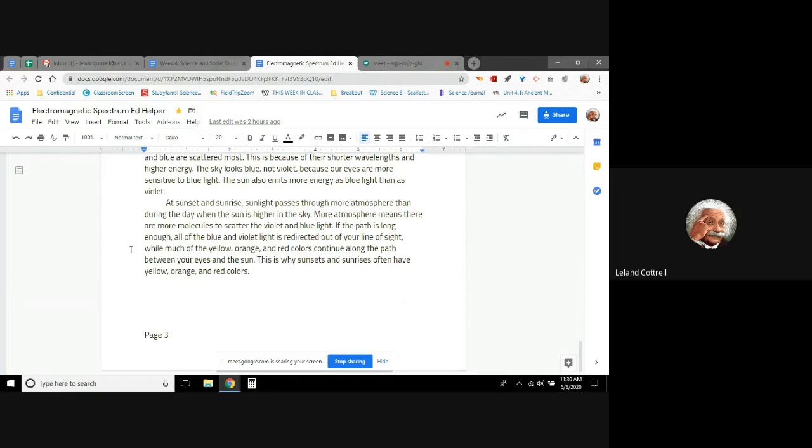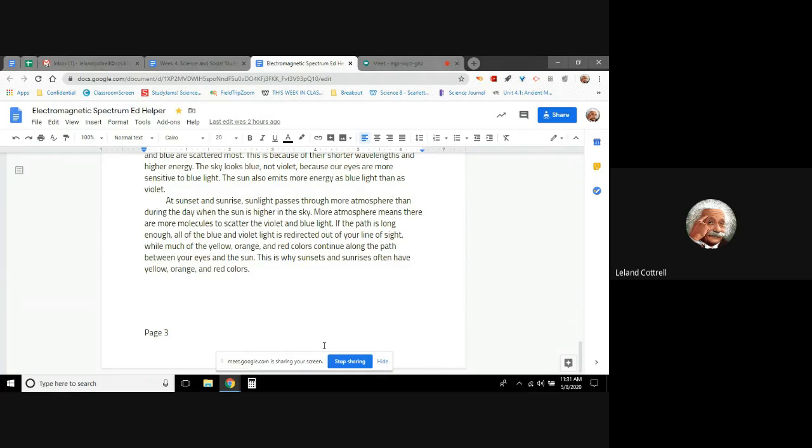At sunset and sunrise, sunlight passes through more atmosphere than during the day when the sun is higher in the sky. More atmosphere means there are more molecules to scatter the violet and blue light. If the path is long enough, all of the blue and violet light is directed out of your line of sight, while much of the yellow, orange, and red colors continue along the path between your eyes and the sun. That is why sunsets and sunrises often have yellow, orange, and red colors.